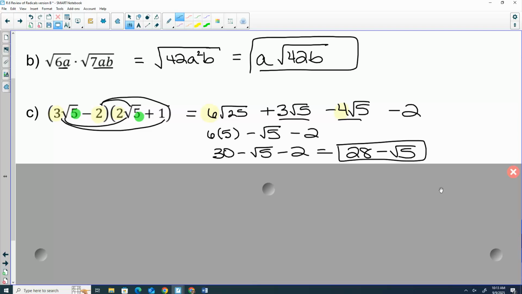Questions on multiplying with those? How do we get the radical 5? In the final answer, or the second one? Did we just take it out of those two? Yes, I just actually added the coefficients. So 3 plus negative 4 gave me negative 1. Any other questions?